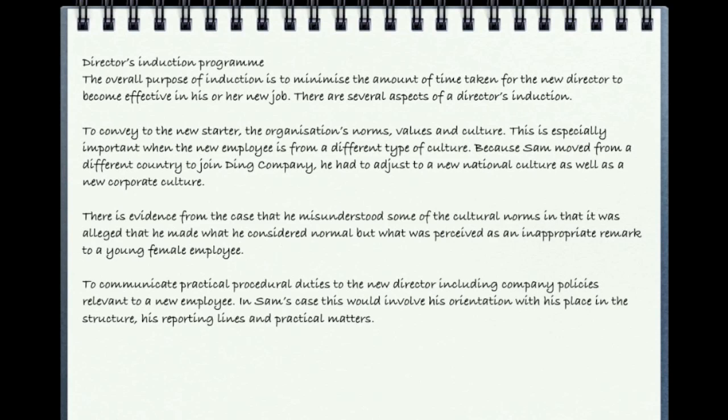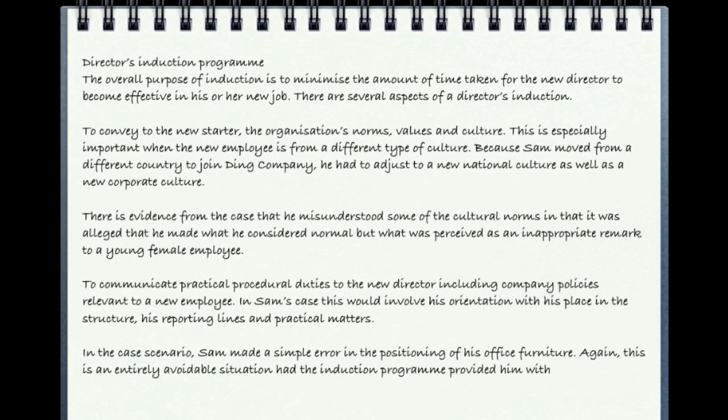To communicate practical procedural duties to the new director is also a big advantage of an induction programme. That will include company policies, especially those relevant to the new employee. In Sam's case, this would have involved his orientation within the structure, his reporting lines and other practical matters, just to give him an idea of exactly what he's going to be doing. Remember, Sam's not a non-executive director, he's an executive director.